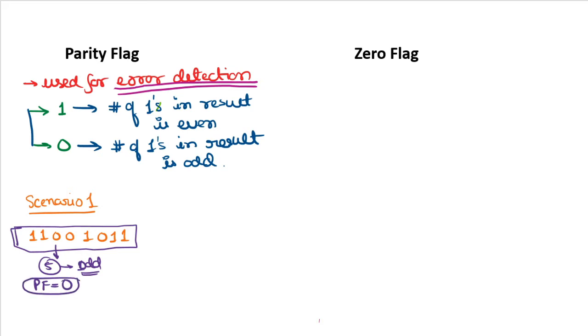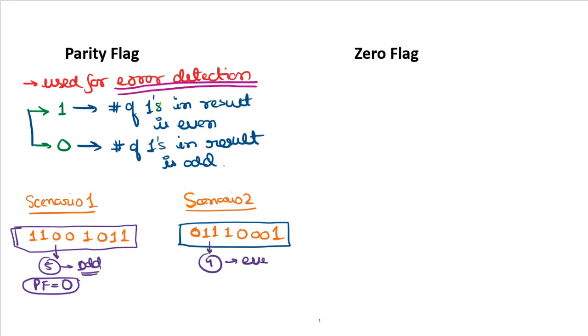Now let's take scenario 2. In scenario 2 let's take the value of accumulator as this. Let's suppose this is accumulator register and the value of accumulator register is this. Now what we can see here is the number of ones here is 4, right? And 4 is even, right? Now the parity flag will be set to 1.